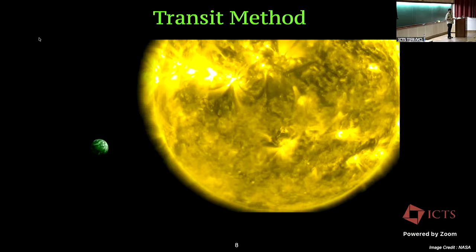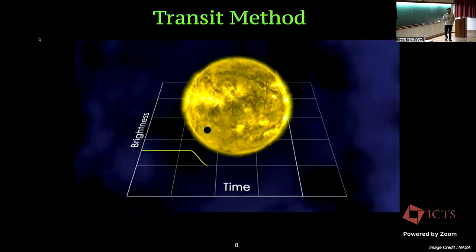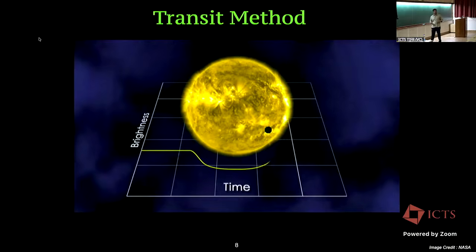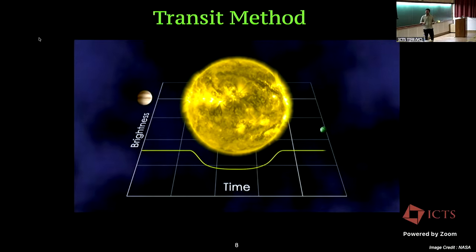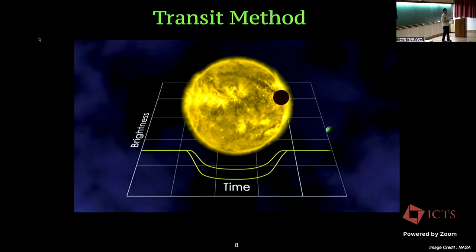So I hope I have given you enough motivation for why we have to study exoplanet atmospheres. Okay. So I'll now delve into the techniques that we use to do that. You might have heard about the transit method very frequently in the talks. The transit method has been the most successful method to detect exoplanets. And the same method has also been the most successful one to characterize exoplanet atmospheres.